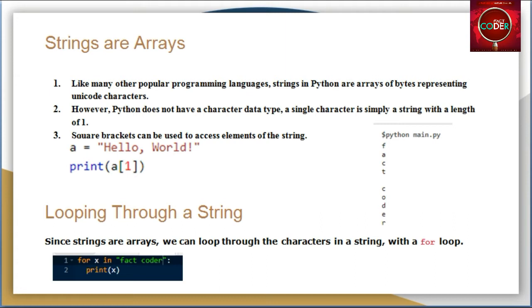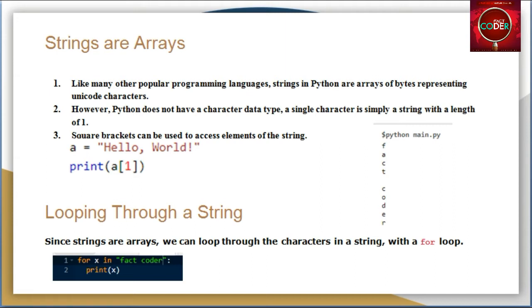Generally, a string is a combination of characters. However, Python does not have a character data type. A single character is considered and clubbed together as a string. Square brackets can be used for indexing, for printing a particular character which we need from a string.